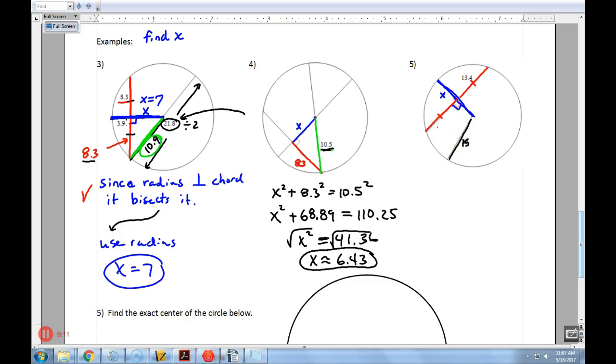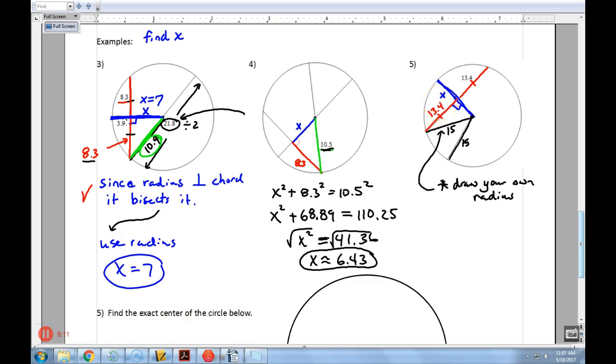And I'm going to draw my own radius in on this one. So this is pretty important, you need to draw your own radius to kind of help you out. And I'm going to draw it right there. I drew my own radius in. Now, all radiuses are equal, so I know that black radius is 15. I know that the red was 13.4.